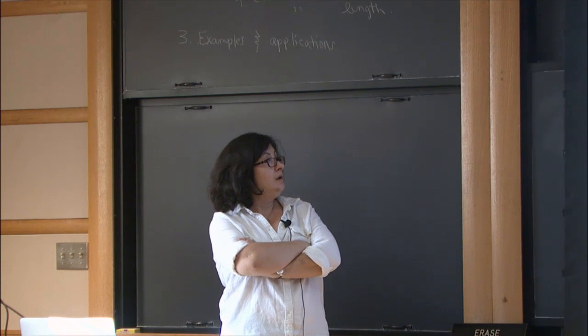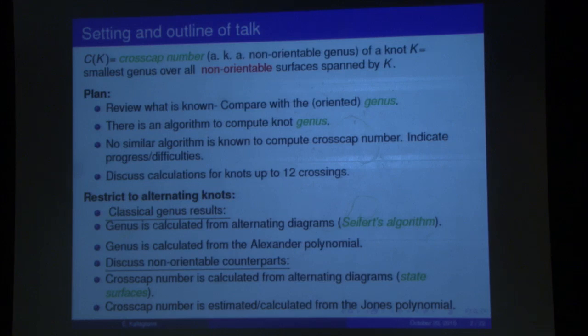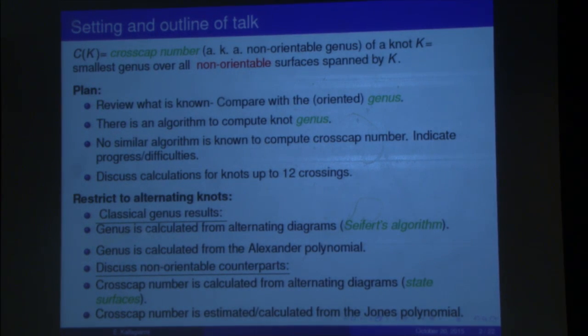I will talk about an algorithm and the difficulties that arose when people tried to run the same algorithm. And then, as another point of reference, I will discuss calculations with small crossing nodes.